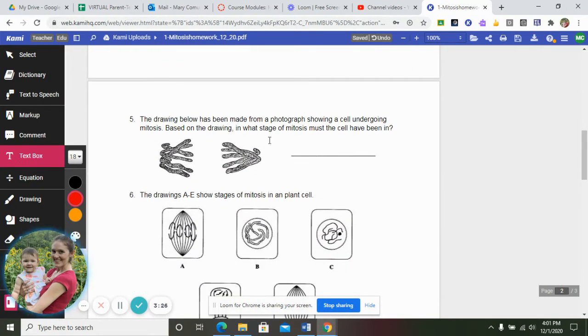The drawing below has been made of a photograph showing a cell undergoing mitosis. Based on this, which stage would it have been in? Well, I can see that the chromosomes are being pulled apart, so I'm going to go with the anaphase.